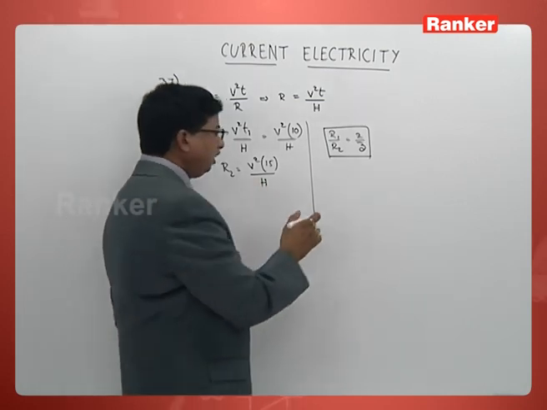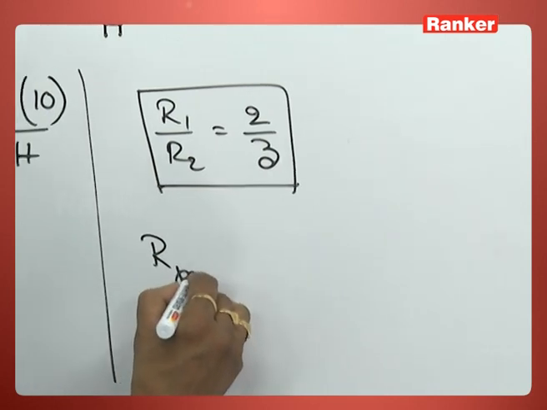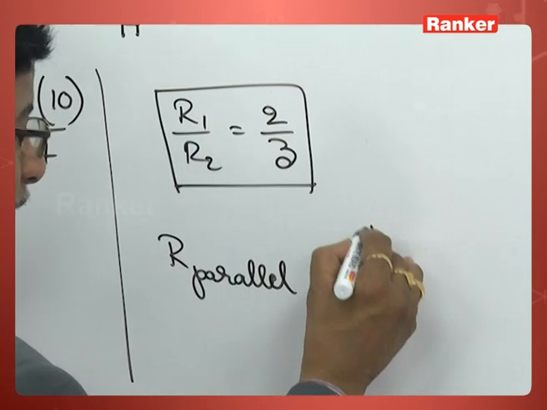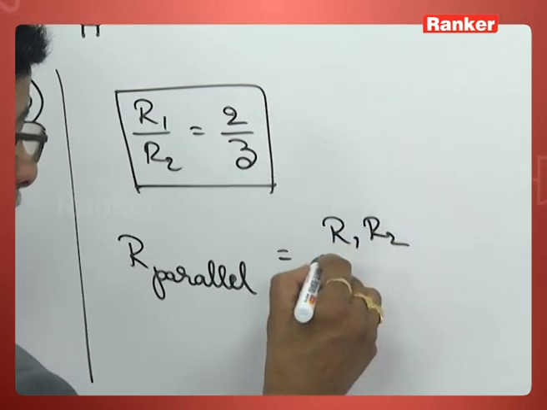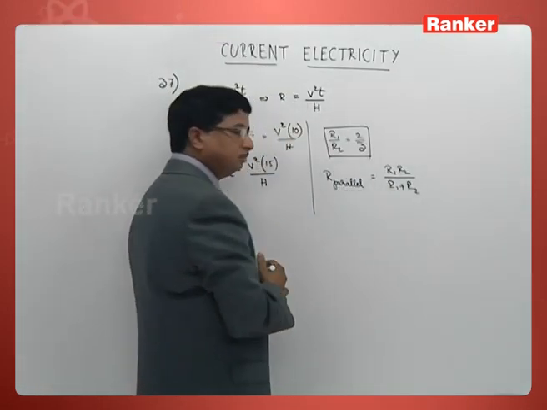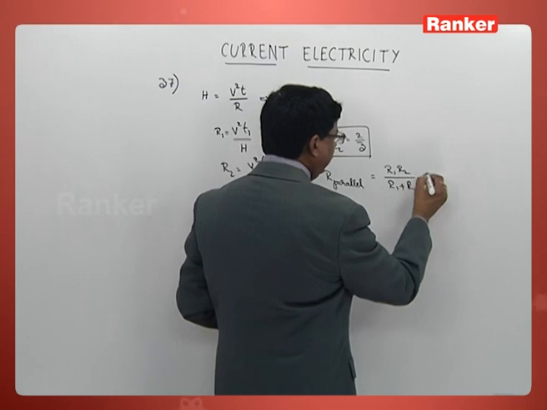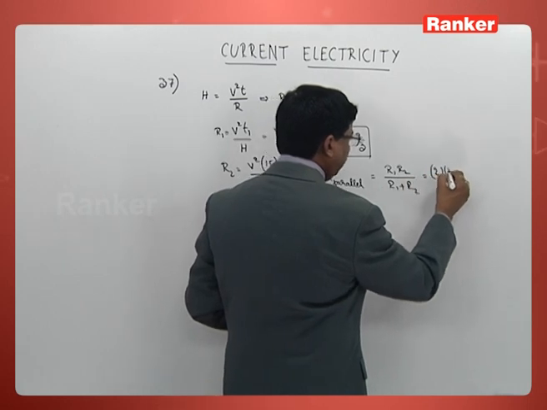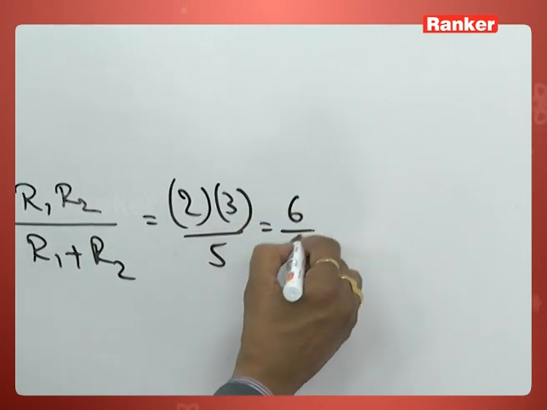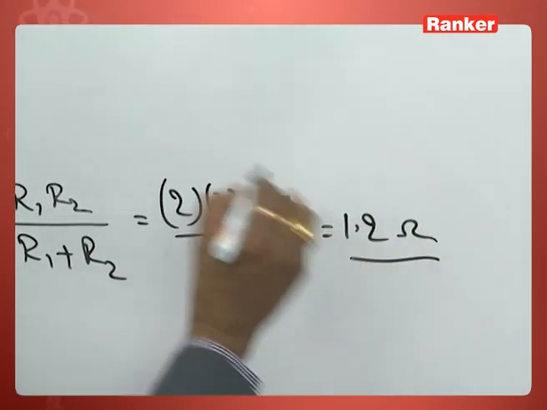Now what can you understand from this? When they are connected in parallel, what would be the effective resistance? R1 R2 by R1 plus R2. You can understand if you take it proportionally, like 2 times 3 by 2 plus 3, it's going to be 6 by 5, 1.2 ohm as such.